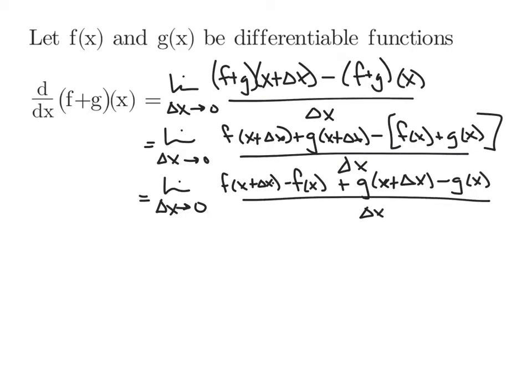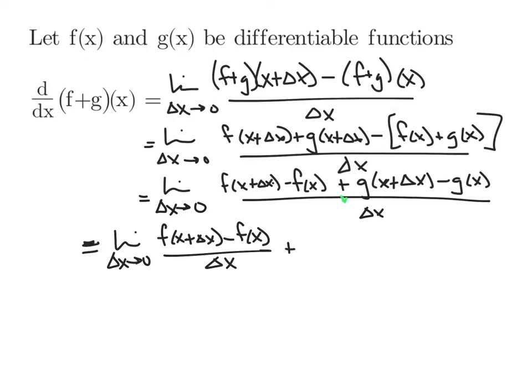All right, now I'm going to do two steps at once. I'm going to take this larger fraction and split it into the sum of two separate fractions. And then I'll take the limit of each of those. So my first fraction, the limit as delta x approaches 0 of the f's: f of x plus delta x minus f of x over delta x. And then my second fraction, the limit as delta x approaches 0 of the g's: g of x plus delta x minus g of x all over delta x.